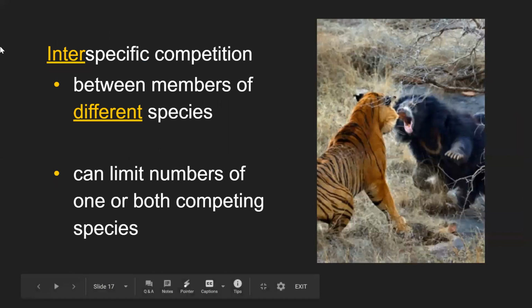The other type of competition that you see is inter-specific competition. Notice that that's different than intra. Inter-specific is between members of different species. And that can limit population as well, like this tiger and this bear fighting right here. If one of them dies, then obviously that population would be limited.